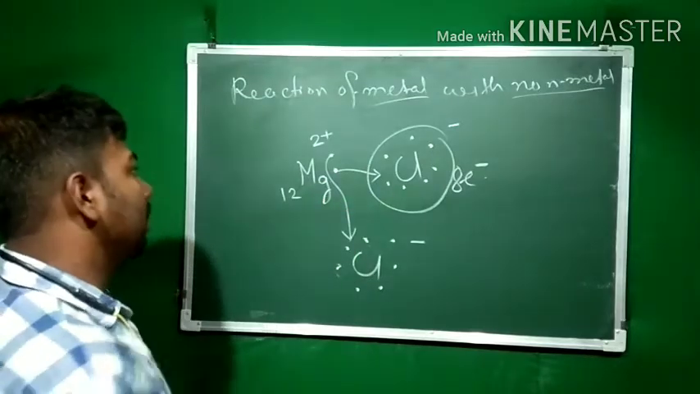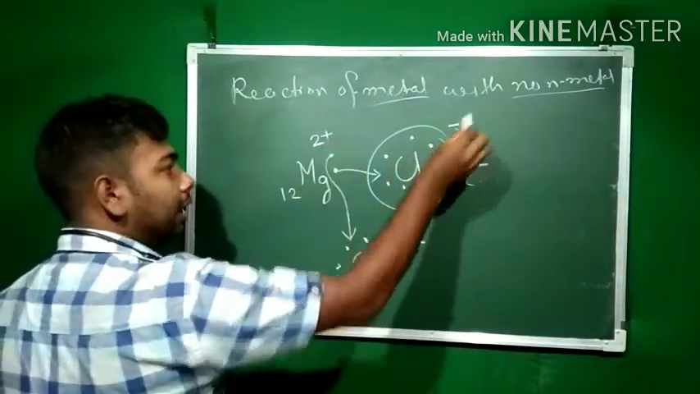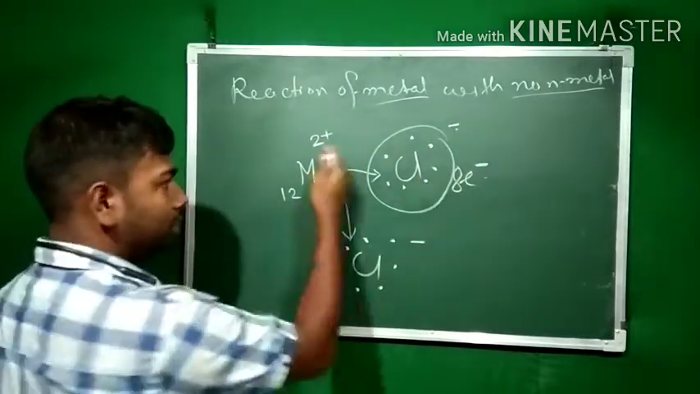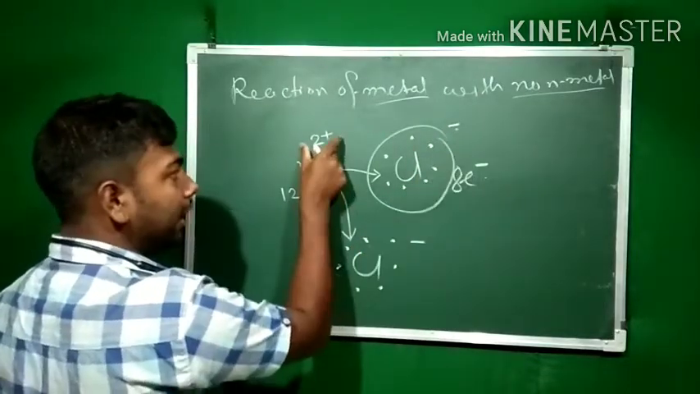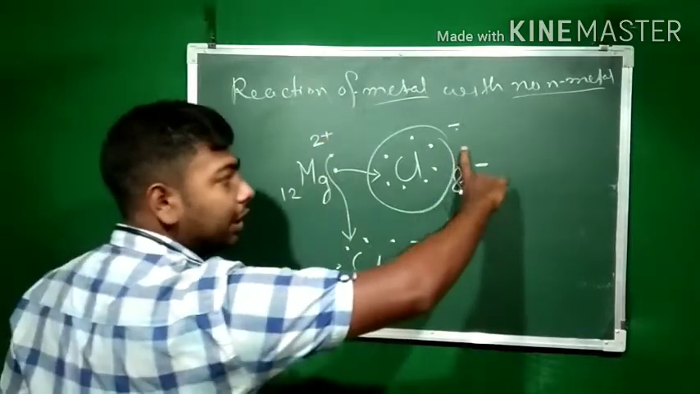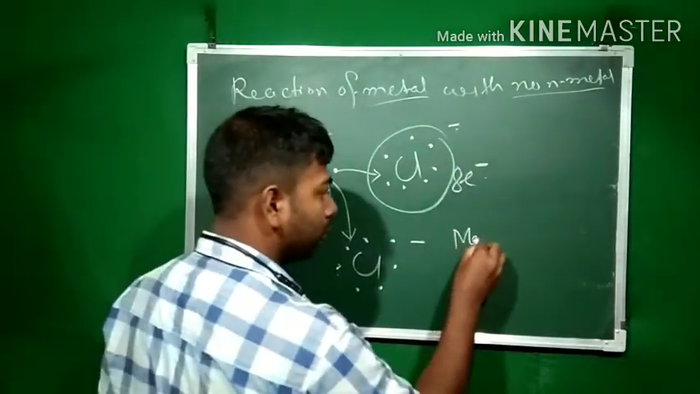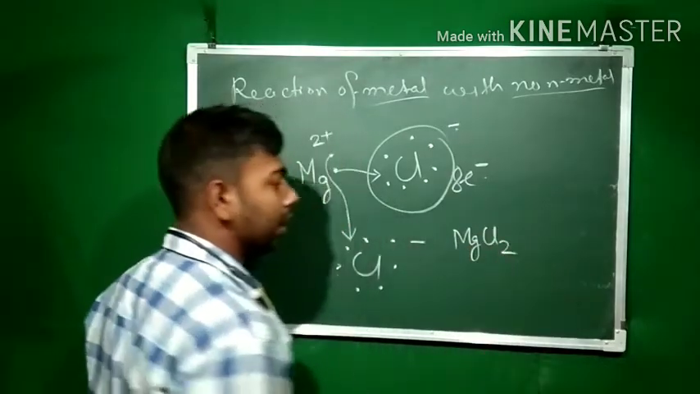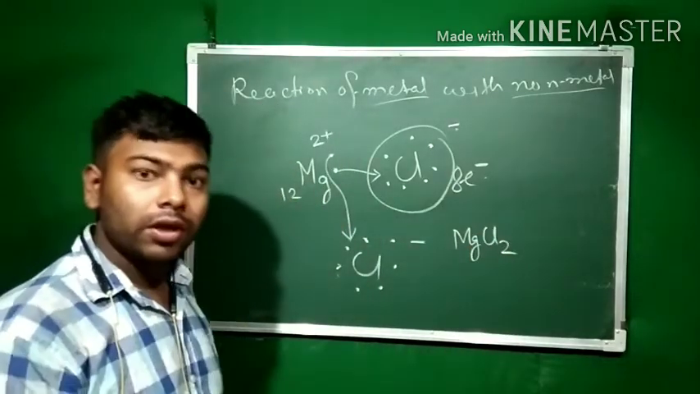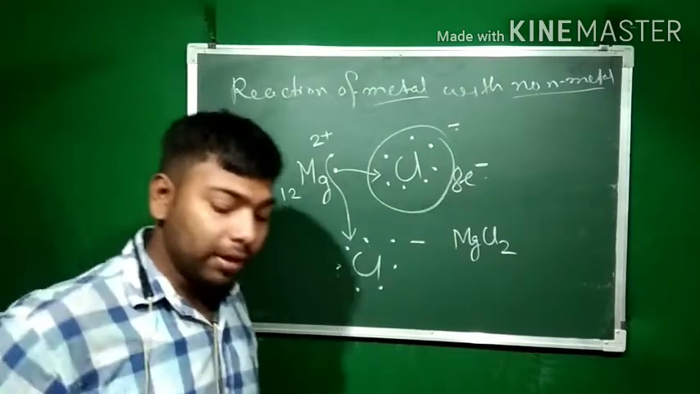Okay. Now see, this 2 positive and here is 1 negative and 1 negative, that means neutral. 2 positive, 2 negative, and this attraction between 2 positive and 2 negatives makes it an ionic compound. That means MgCl2. Okay, let us take another example.